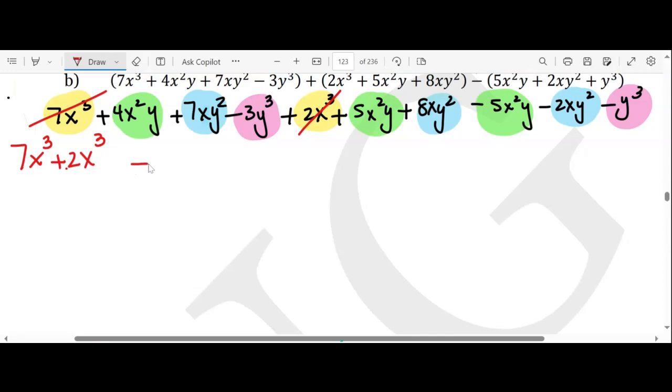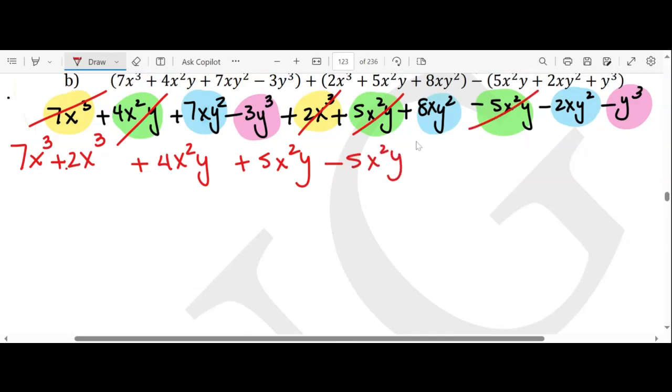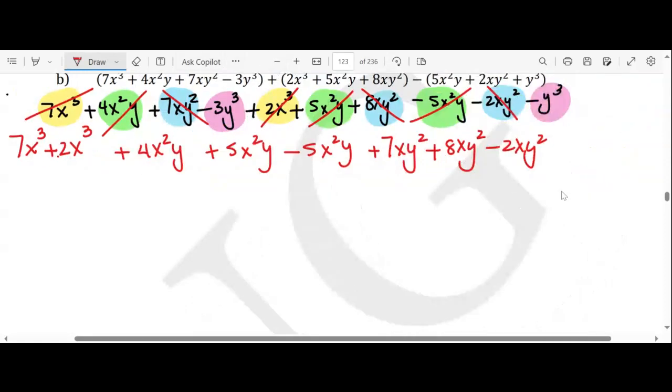Now the next one is the green one, right? 4x squared y with this, and then we have plus 5x squared y, done with this, and then negative 5x squared y, they go together. Done with this. Next one, what do we have? The blue one, right? 7xy squared plus 8xy squared minus 2xy squared. So I'm done with the blue. Left with the yellow one, with the red one, negative 3y cubed, negative y cubed.